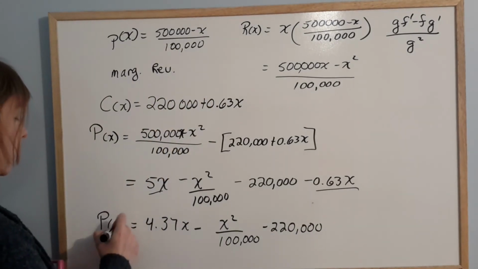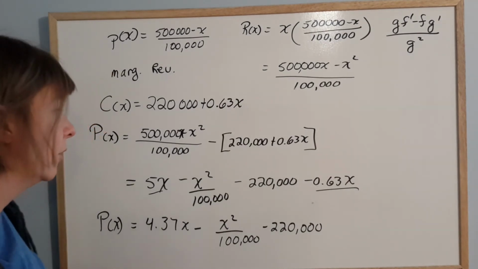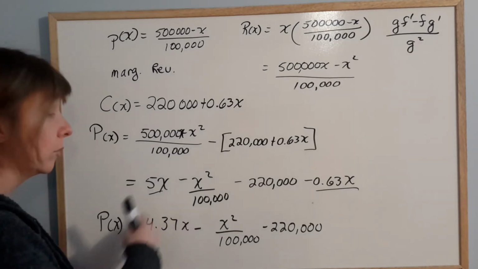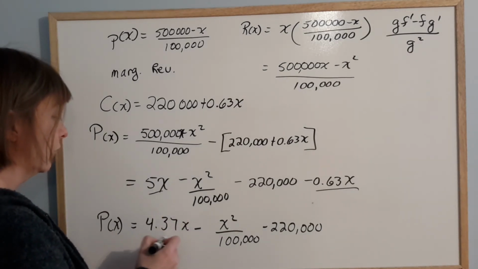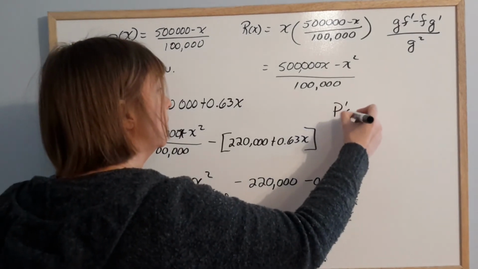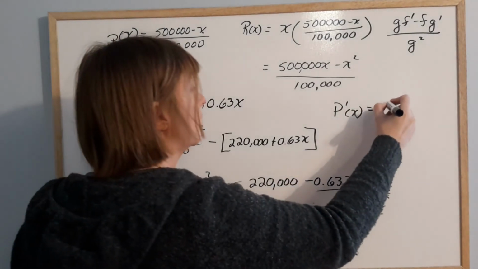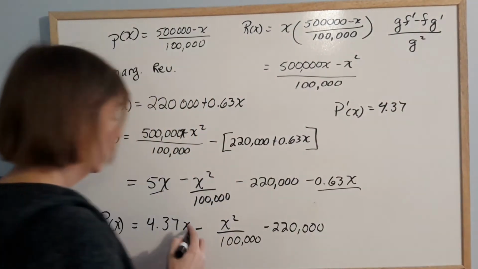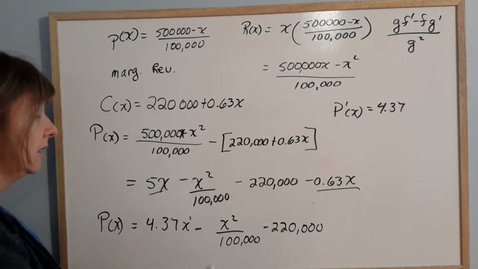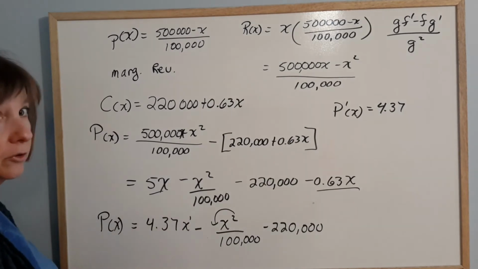And so all I've done is simplify my profit formula. They want to know the marginal profit, so I have to take the derivative of this. The derivative of 4.37x would just be 4.37. Again, I just brought the 1 down, multiplied it by 4.37, and decreased my exponent by 1. Here, if I bring the 2 down, I really have 2 over 100,000.